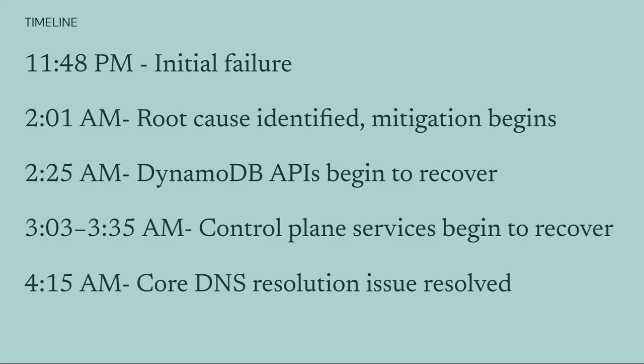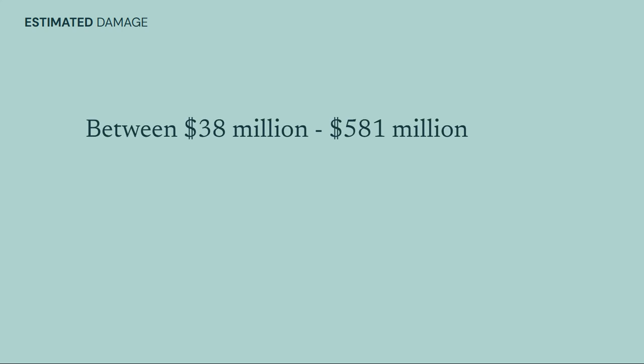The initial failure occurred at 11:48 p.m., and about 2 hours later, the root cause of the failure was identified. After this, engineers began to manually restore the DynamoDB endpoints, and it wasn't until about 4:15 a.m. that the core DNS issue was resolved. The true amount of financial loss incurred from this is still to be exactly determined. However, according to cyber risk analysis firm CyberCube, the estimated range is between $38 to $581 million.